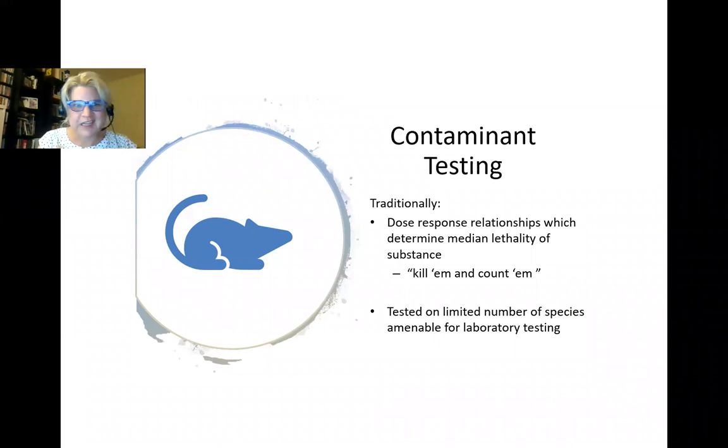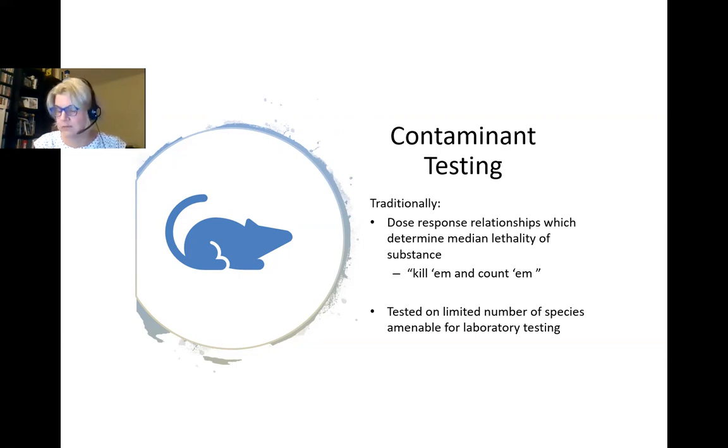So I'm going to start off with a little bit of history and lead you up to where we are today. This goes well before my time too: how we used to do contaminant testing. Remember, it's usually done with dose-response relationships where we determine a median lethality of a substance. It's like a kill 'em and count 'em method, essentially. It was tested on a limited number of species that were suitable for laboratory testing, and it's usually based on lethality or some huge gross morphology or phenotypic change. However, things started to change.